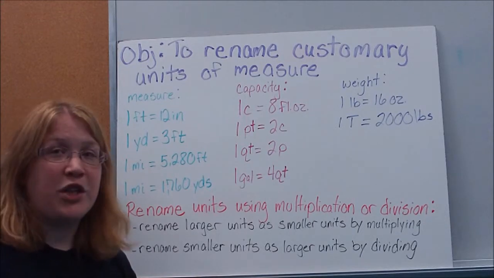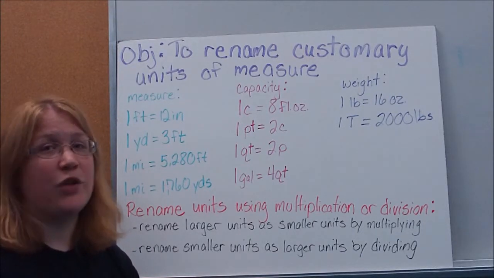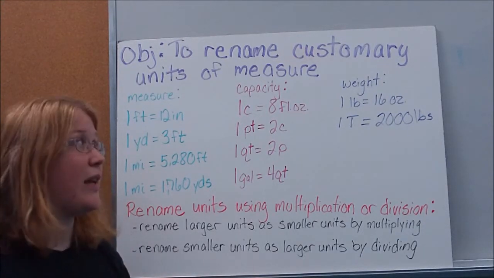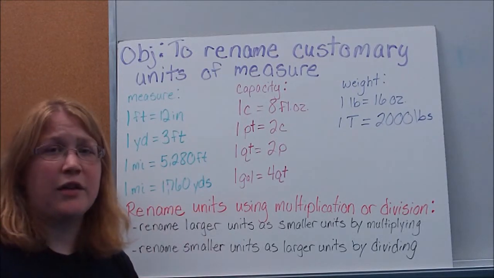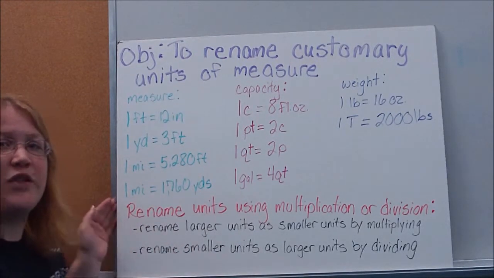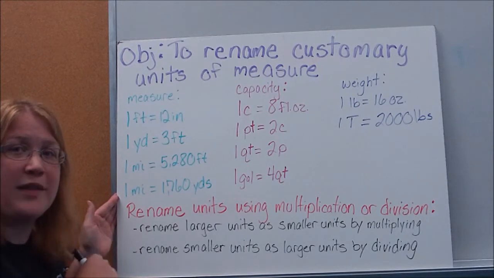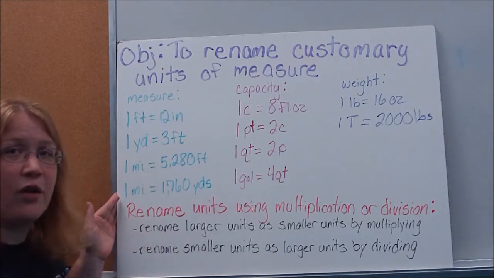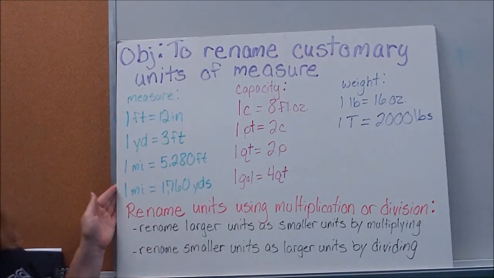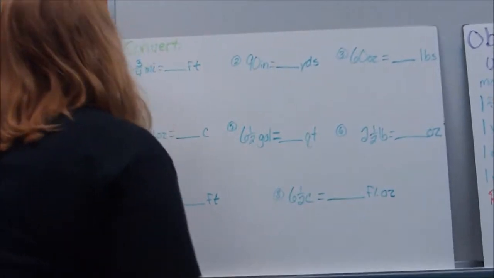Once you've figured out what operation you're doing, it's nice and simple. You just have to do that operation using the given conversion. Okay? So we're going to do some examples, and remember, you can always pause this if I'm moving too fast to copy down all of these notes. So we're just going to take a look at some of our conversions here.